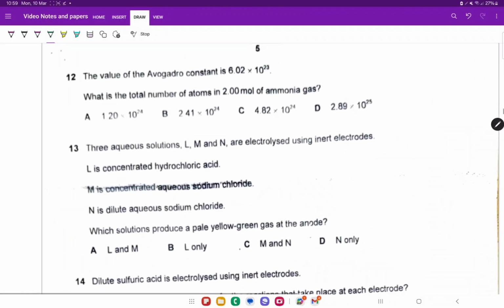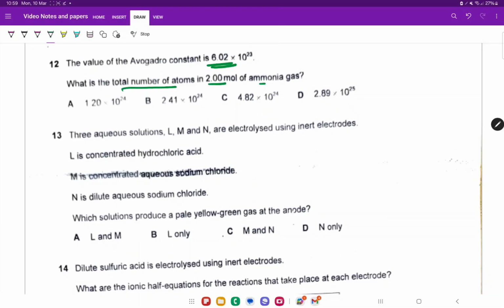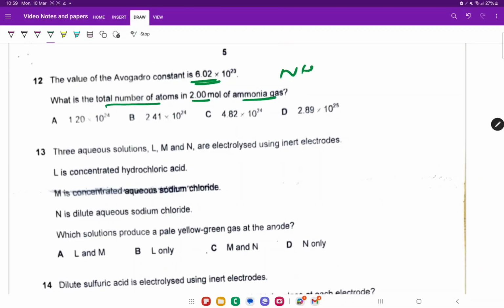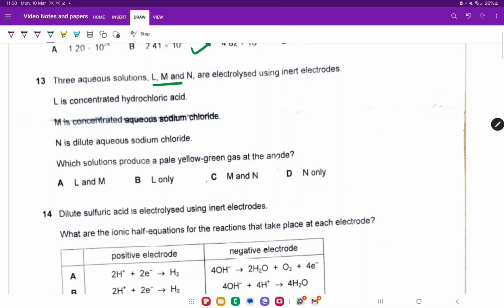Now, the value of Avogadro's constant is 6.02 into 10 power 23. Total number of atoms in 2 mole of ammonia. Ammonia is NH3. 1 mole of ammonia contains 4 moles of atoms. Then 2 mole will contain 8 mole atoms. 8 mole into number of atoms is 6.02 into 10 power 23. The answer will be 8 into 6.02 into 10 power 23, and that comes out to be 4.82 into 10 power 24. C is the answer.